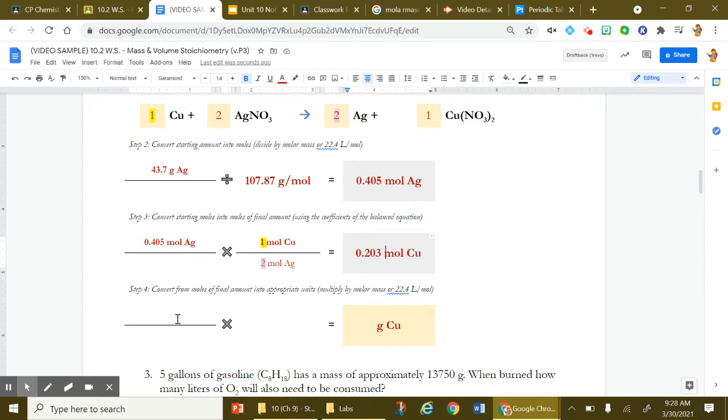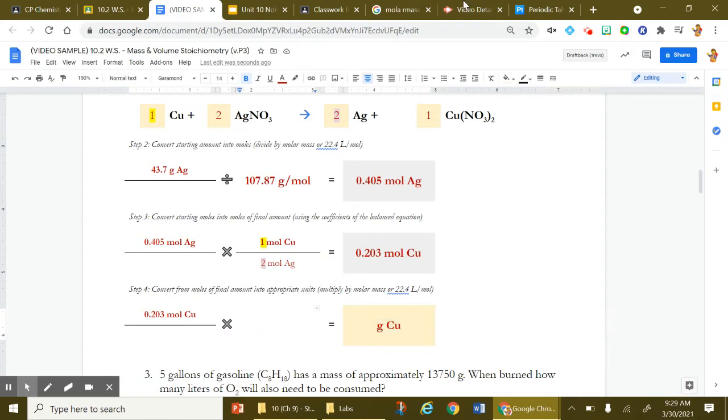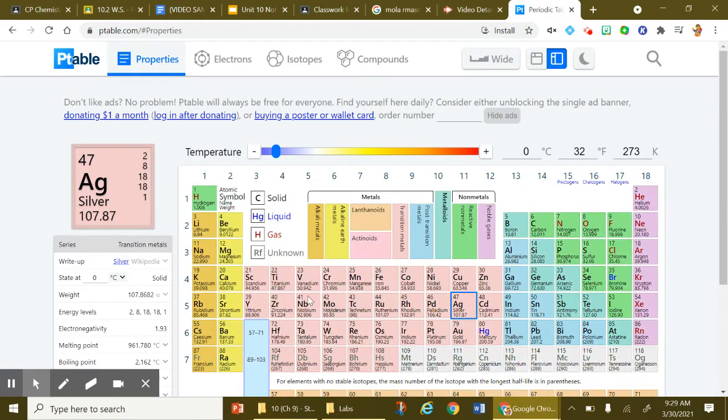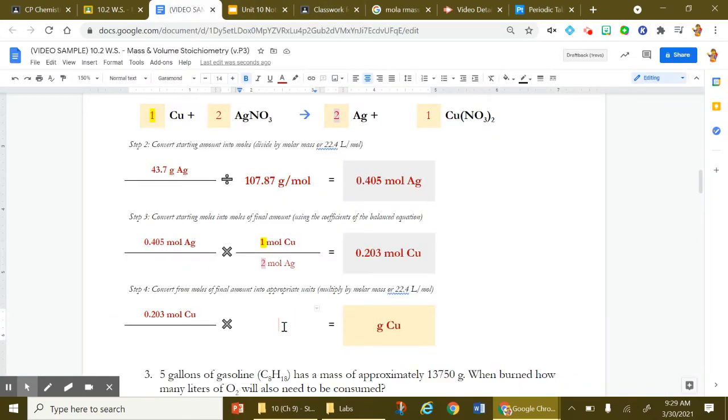Okay, now the next step, we have to take our moles of copper and convert it into grams of copper. We're going from moles into grams. If we look at the mole roadmap here, going from moles into grams, we're going to be multiplying by the molar mass, okay? So we're going to multiply by the molar mass. The molar mass of copper is 63.55.